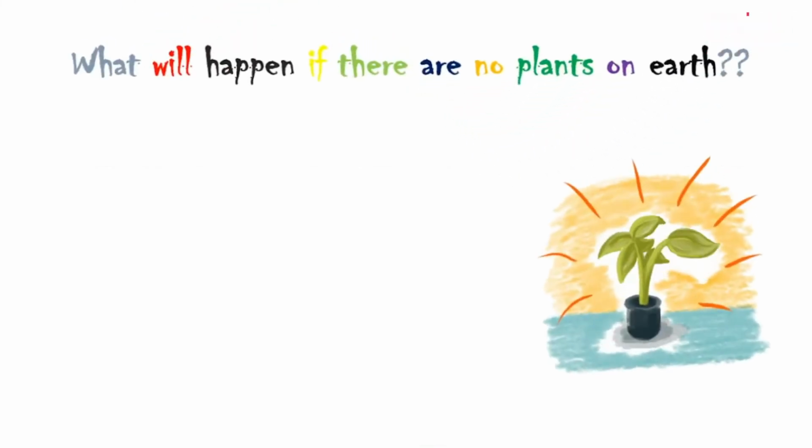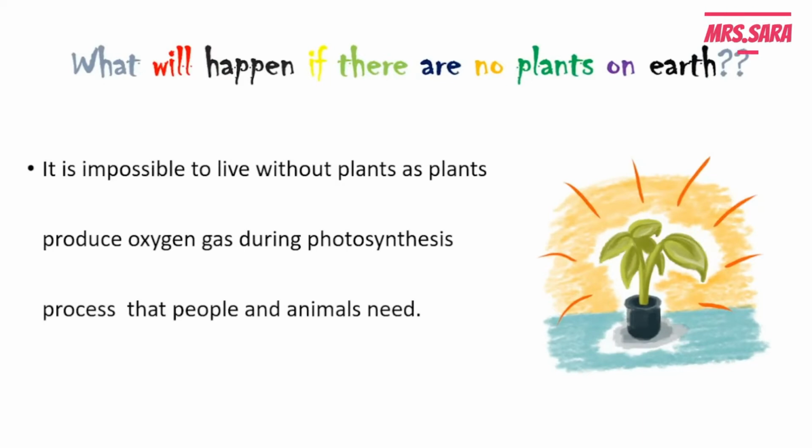What will happen if there are no plants on Earth? It is impossible to live without plants. Why? Plants produce oxygen gas during the photosynthesis process, and we need this oxygen to breathe. We can't live without breathing oxygen, so it is impossible to live without plants, as plants produce oxygen gas during the photosynthesis process that people and animals need.